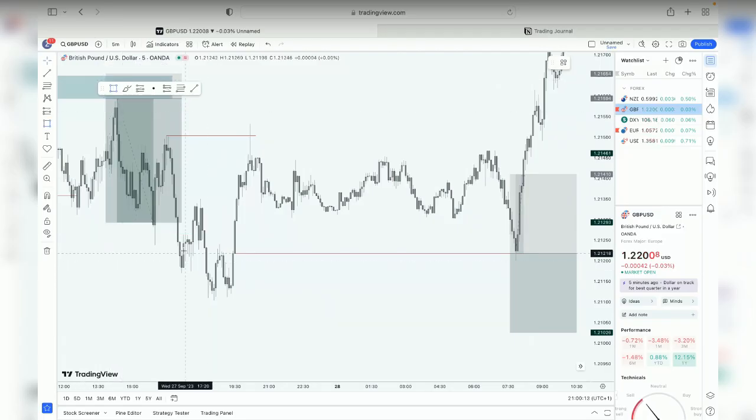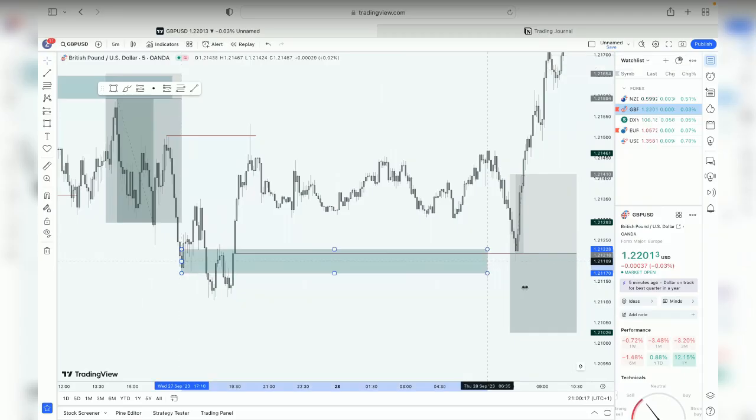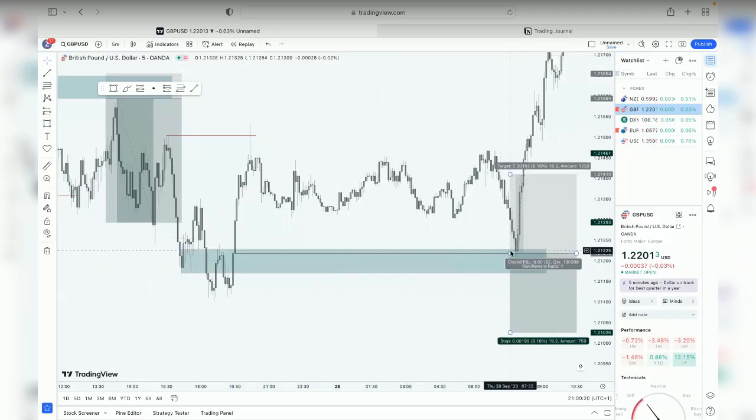So we have a reclaimed block here, and then the person just has his entry here. It's going to be thinner than whoever is taking an entry from here.